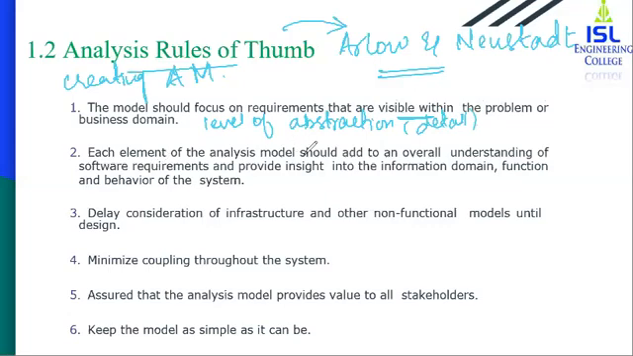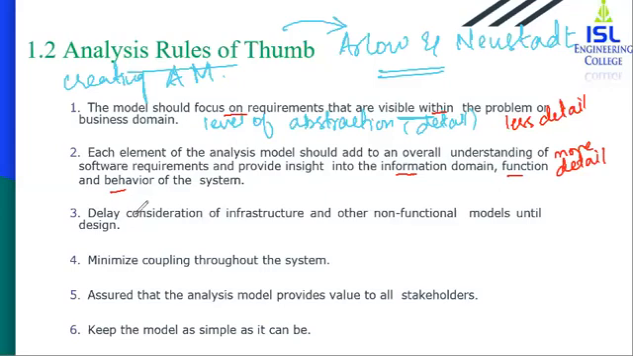The next one is each element of the analysis model should add to an overall understanding of software requirements and should provide insight into the informational domain, function, and behavior of the system. Now, within the first phase, you've identified that your focus should be on the requirements that are visible within the problem. You're going to give less detail in here, and you're going to give only the detail that is necessary for understanding the information domain, the functionalities, and behavior of the system. You're not going to go into more levels of detail that are not required. For the ones that are required, you're going to maintain this level of abstraction.